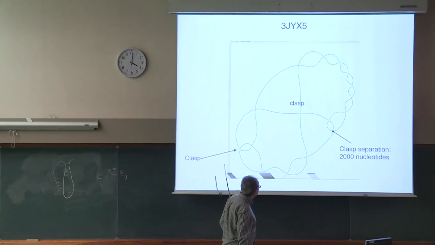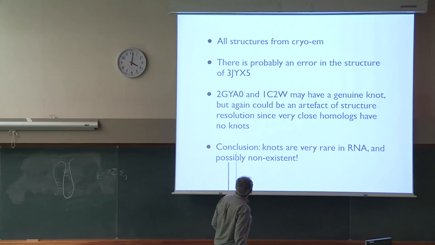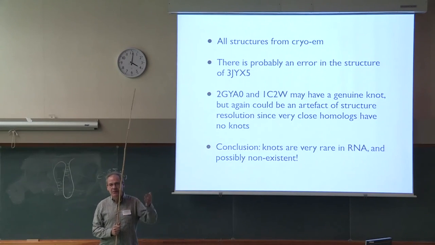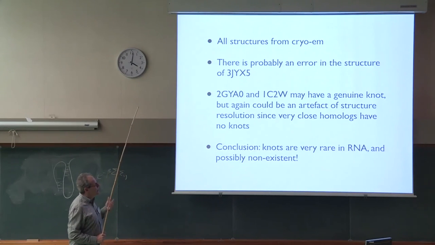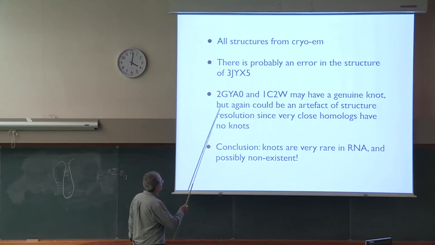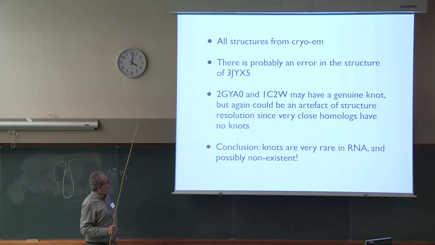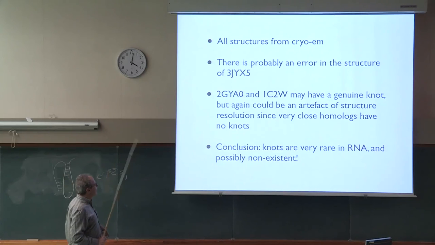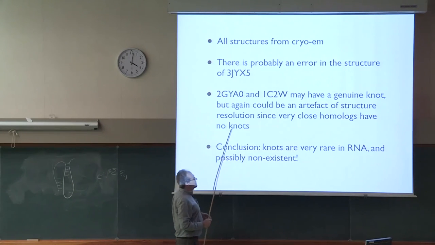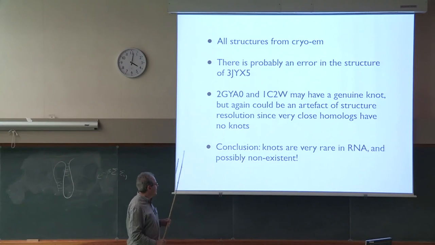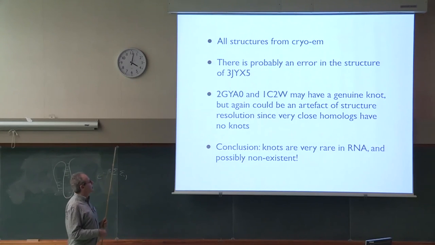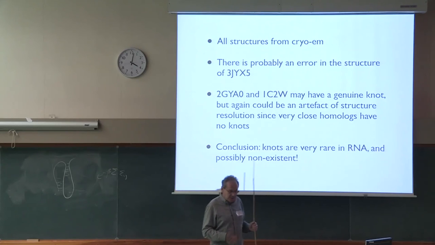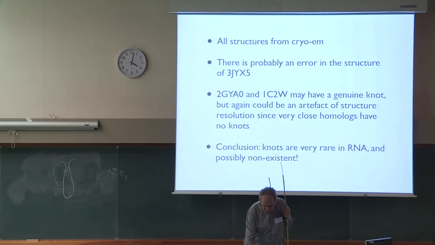And the conclusions we get are that for one of the structures, we are very sure that there is a mistake in the extraction of the 3D structure. Now the two other structures may have real knots, but we have compared them with very close homologs, and they have no knots. So it's very likely that even these two structures may have no knots. But in any case, knots are very rare in RNA, much, much rarer than in DNA or even in proteins. And in fact, we believe that there are no real knots in RNA, contrary to the two other so-called strands of life.